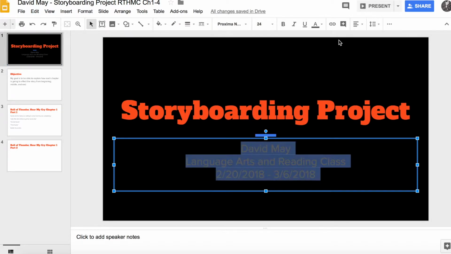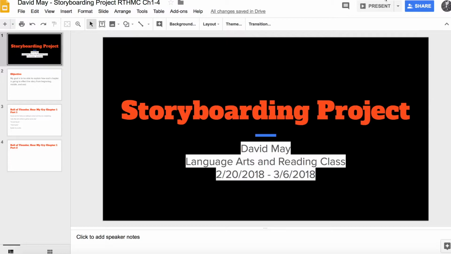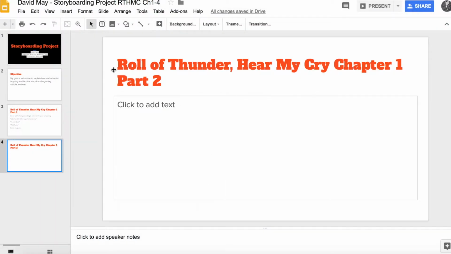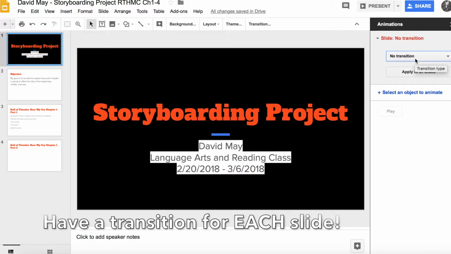I'm going to Control-A, make sure that this is highlighted in white. Wow, this looks great. If I hit present, it's going to look like this. It's going to be a little boring. You want to have something that gives you a transition. If I click on the slides right here, click on transition, and a panel on the right side is going to appear. This says animations, slide, no transition. That's what we don't want to see. Take a look over here. Under the one, there's nothing there. I don't want that. I want a transition for each slide.